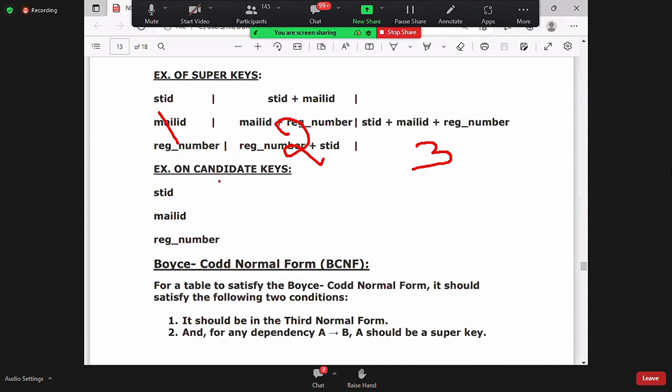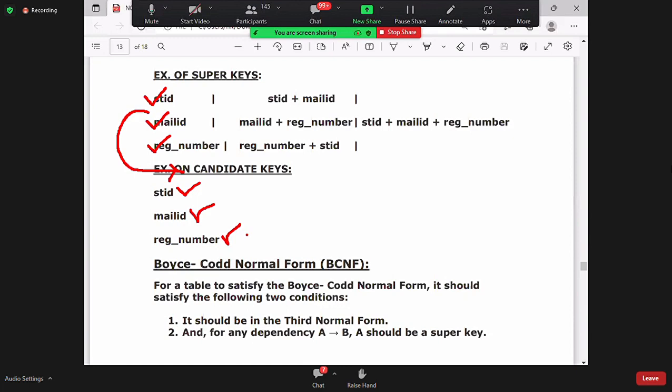So that means every individual super key column is also called a candidate key. So now student ID is a candidate key, mail ID is a candidate key, registration number is a candidate key. But remember, any two super key column combination will be a super key, but it will not be a candidate key. Understand?